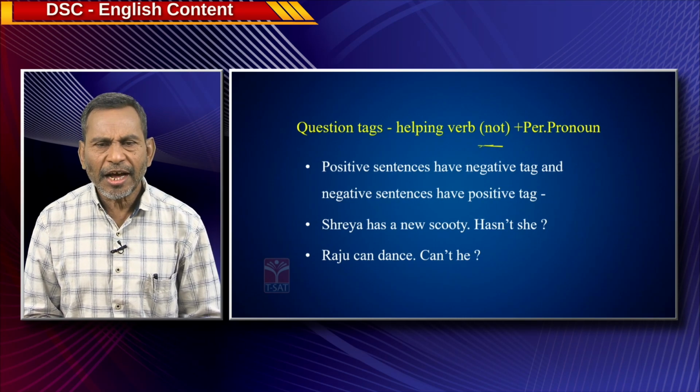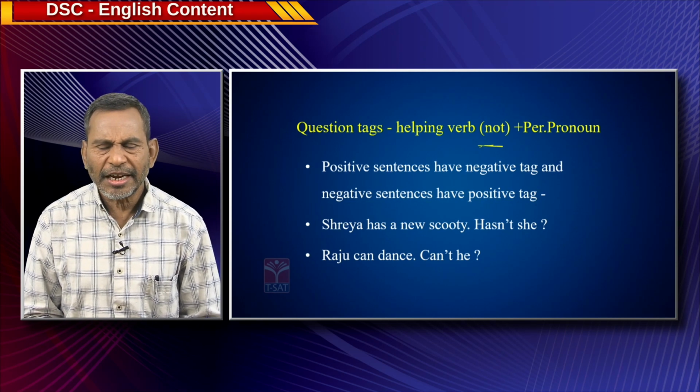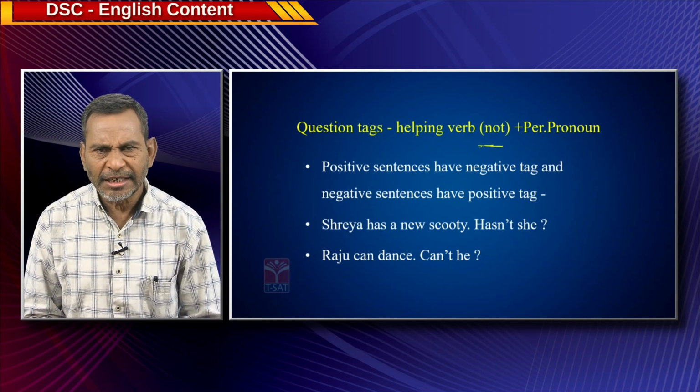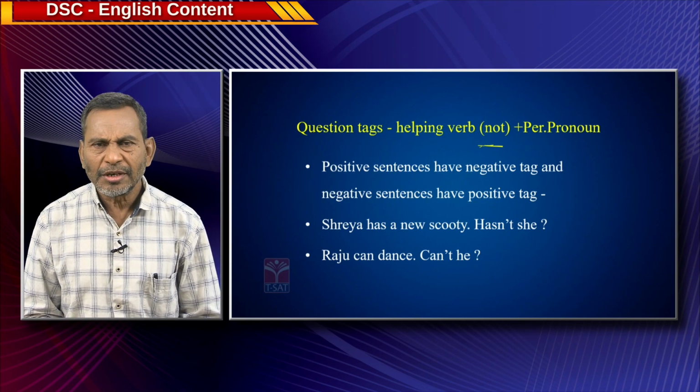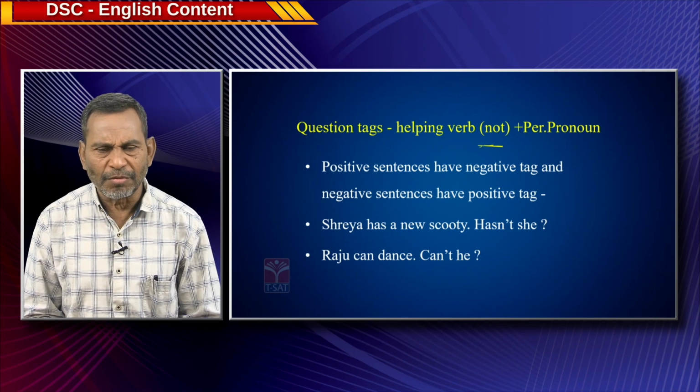Then, Shreya has a new scooty, and look at the helping verbs also. There are many cases where the helping verb is given in the sentence itself. If no helping verb is found in the sentence, then take the help of do, does or did depending upon the case. You just take the help of them to form the question tag.